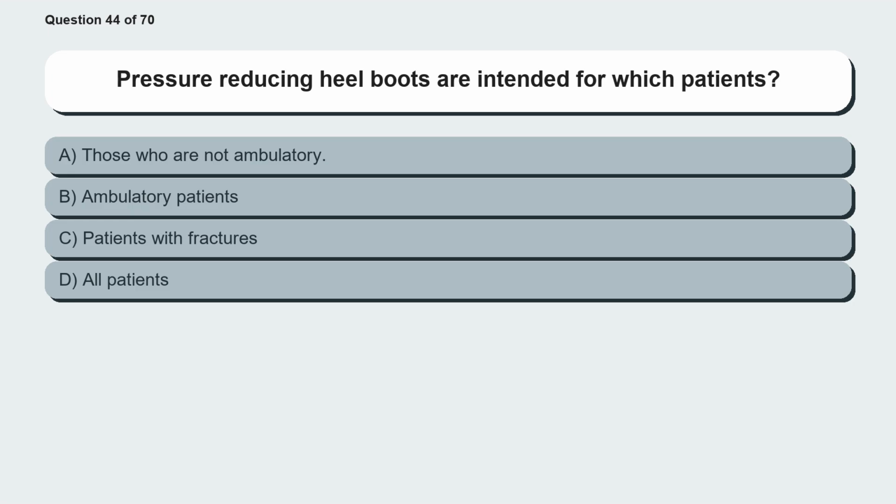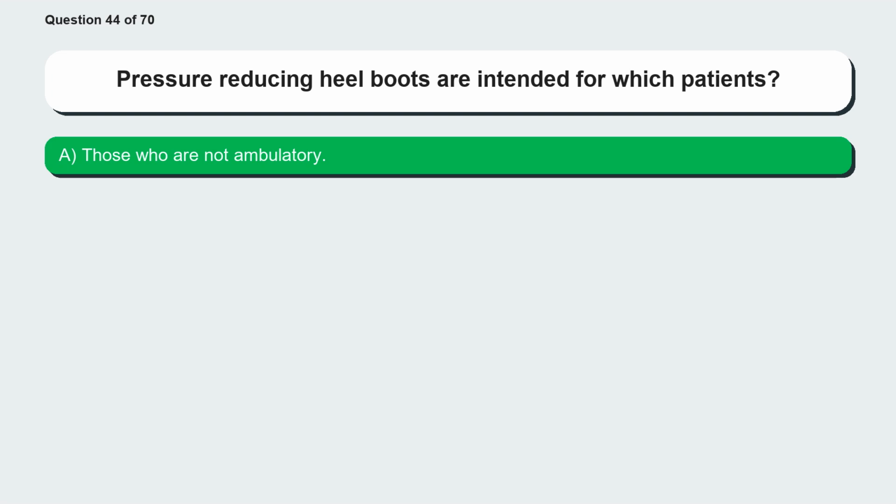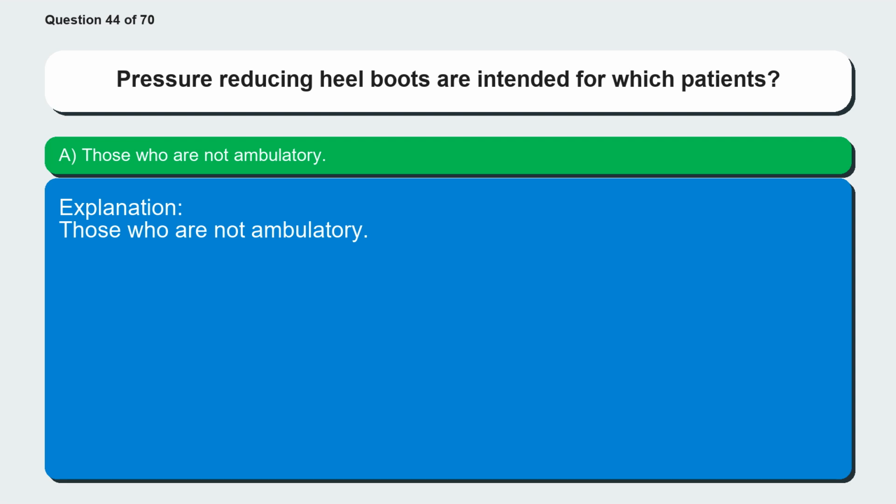Question 44. Pressure-reducing heel boots are intended for which patients? Option A, those who are not ambulatory. Option B, ambulatory patients. Option C, patients with fractures. Option D, all patients. The correct answer is option A, those who are not ambulatory.